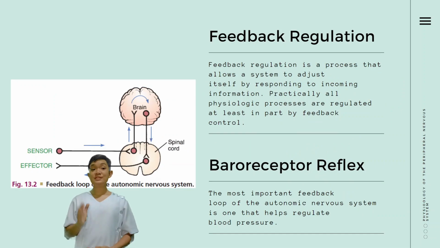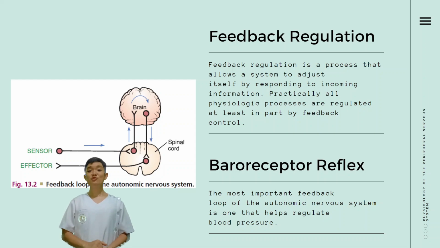Feedback regulation is a process where a system adjusts itself by responding to incoming information. Most physiologic processes are regulated through feedback control. The most important feedback loop in the autonomic nervous system helps regulate blood pressure, which is called baroreceptor reflex.